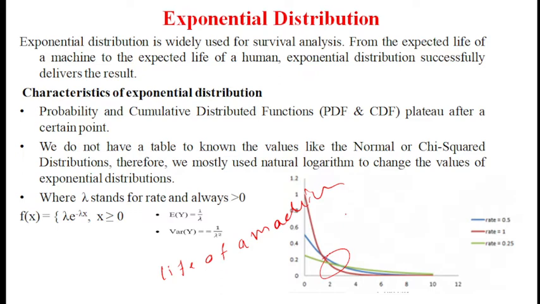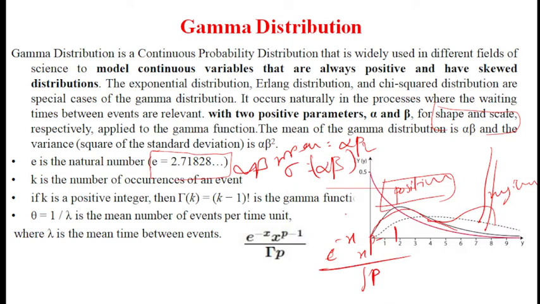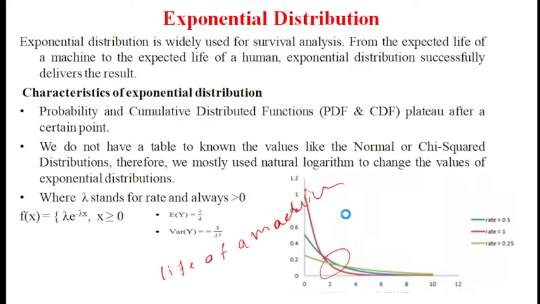As I discussed in the previous distributions, we can expect the table values. In the previous gamma distribution, the E value is given, where we can find the values under the gamma distribution table, whereas in exponential distribution we do not have specific table values.